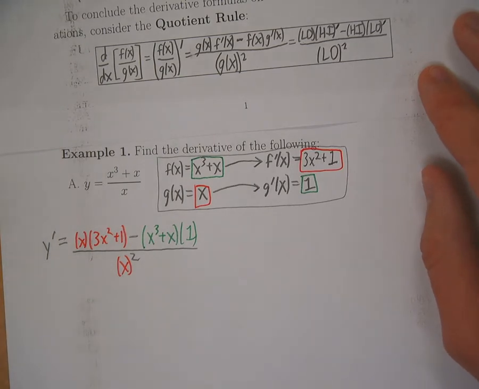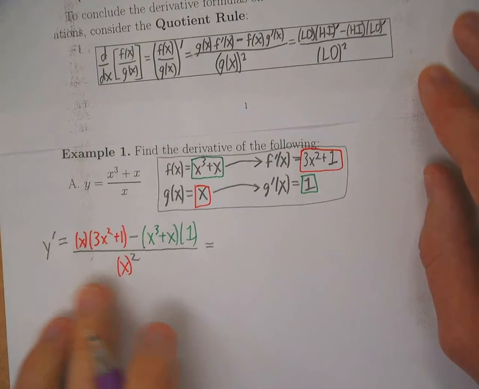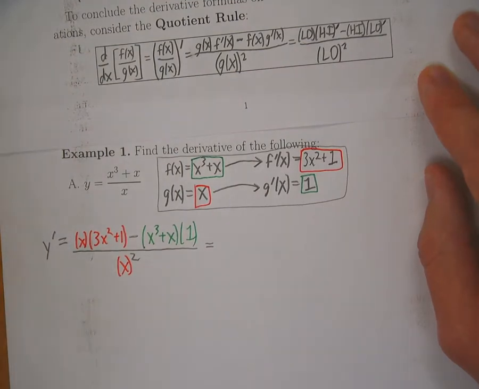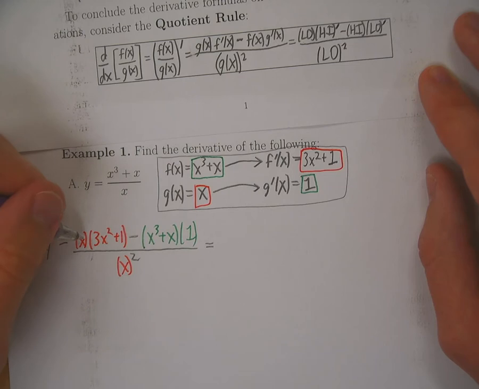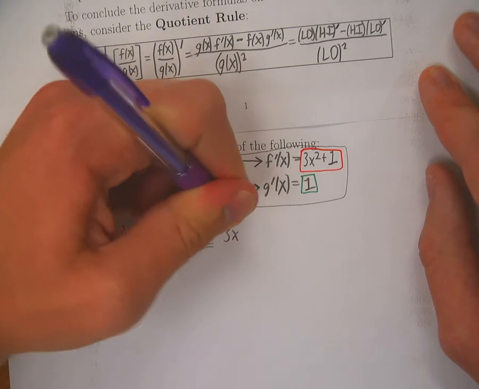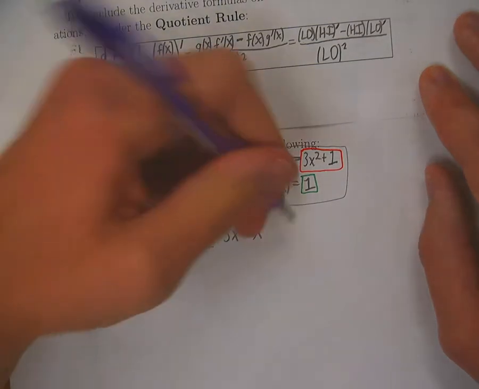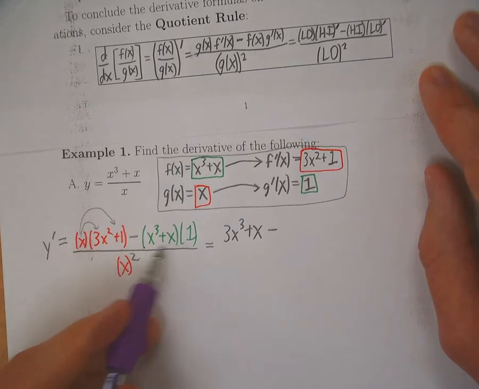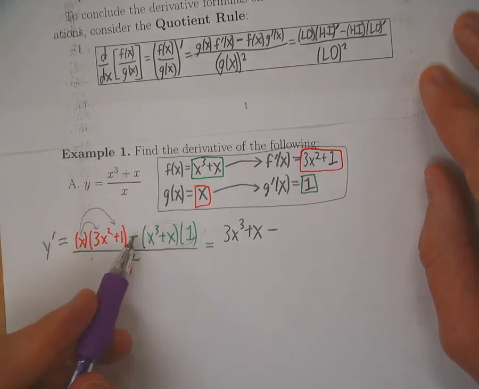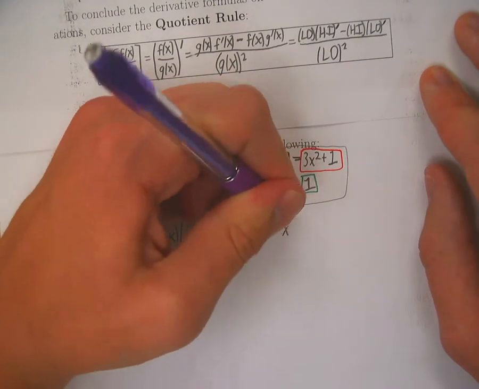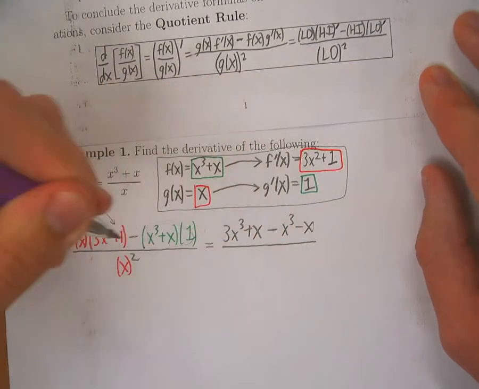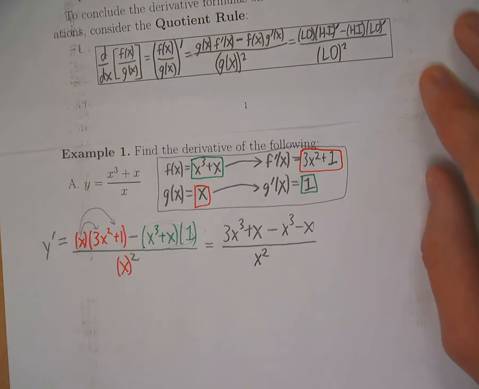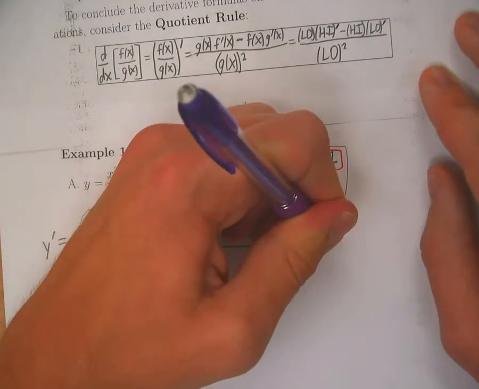So that's that part. So from here, what we'll do is go ahead and distribute as much as we can. If we distribute x to both terms here, we have 3x cubed plus x, and then minus x cubed plus x, this part here, so we just subtract that to get x cubed minus x all over x squared. Okay, so now let's go ahead and simplify this to see what we get out of this.